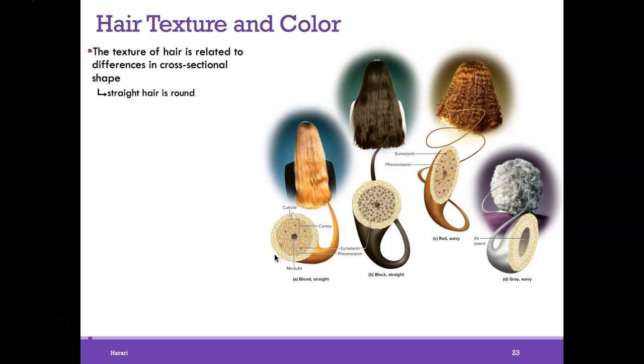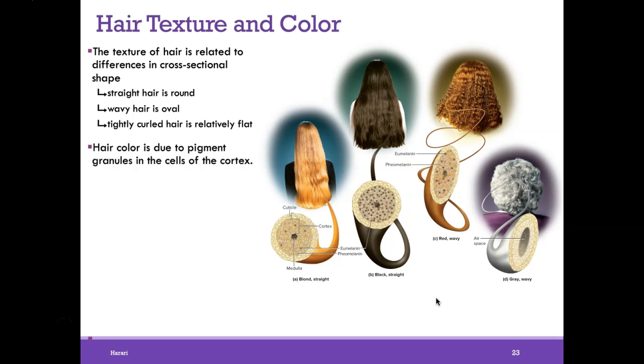And the texture of hair is related to the cross-sectional shape. So the color of hair and the texture of hair has to do with the shape and structure of the cuticle and cortex. In straight hair, we have a very round cross-section of each hair. So blonde straight is very round, black straight is very round. In wavy hair, you have more of an oval cross-section. So here, this wavy hair is more of an oval cross-section. And tightly curled hair is relatively flat.